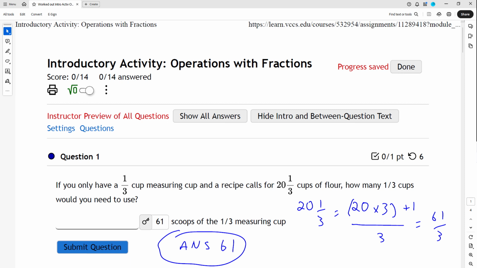So I took this fraction here, this mixed fraction, and converted it to an improper fraction. So I said 3 times 20 is 60 plus 1, which is 61/3. So I have 61/3, so 61 scoops of the 1/3 measuring cup. So my answer is 61.